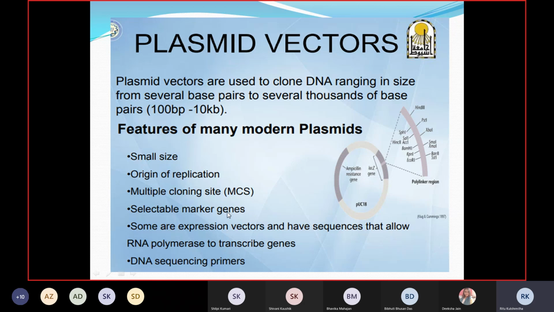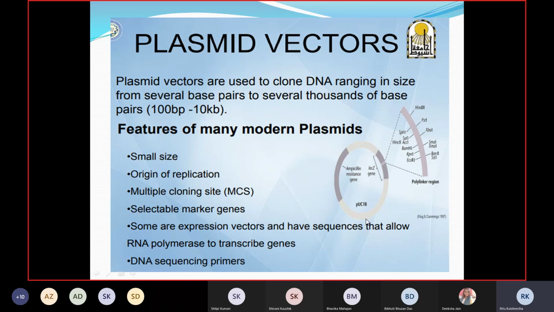And what are selectable marker genes? If we want to identify a bacteria which has taken up a plasmid, it will be great if we can find a mechanism such that only those bacteria survive which have taken up the plasmid, while other bacteria die. It means we are looking for a selection for the bacteria which have taken up the plasmid. So most of these plasmid vectors will have selectable marker genes, which usually are antibiotic resistance genes.